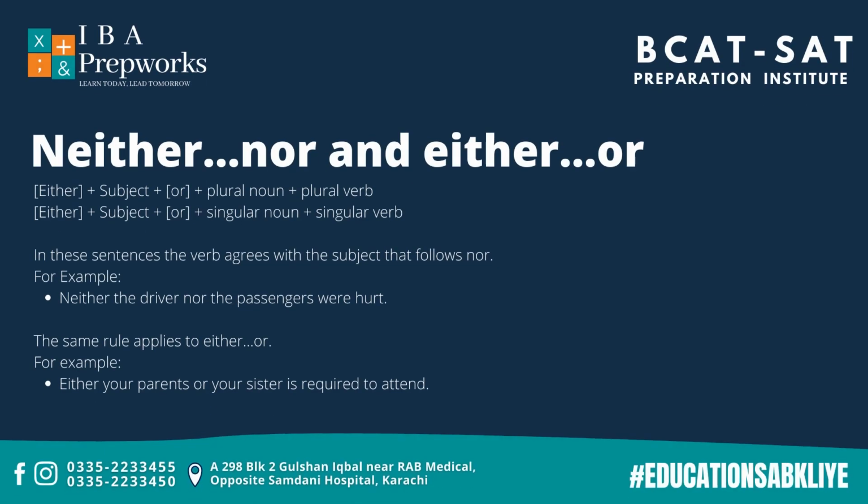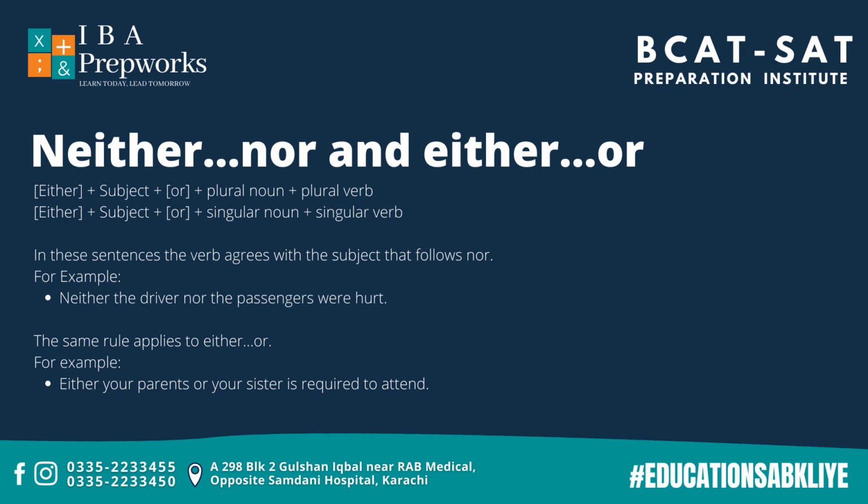Let's move on to the other rule, which is the neither nor and either or rule. So basically, you know how the sentence of neither nor structure works. There is either, then there's a subject, then there's or, and there's a plural noun and a plural verb. So let's read the sentence together. Neither the driver nor the passengers were hurt. Now you will see that the sentence here agrees because the driver is singular. Let's read the sentence again. Neither the driver nor the passengers were hurt.